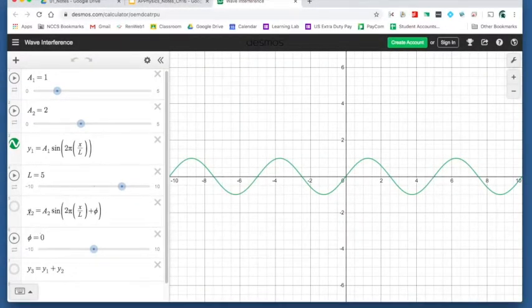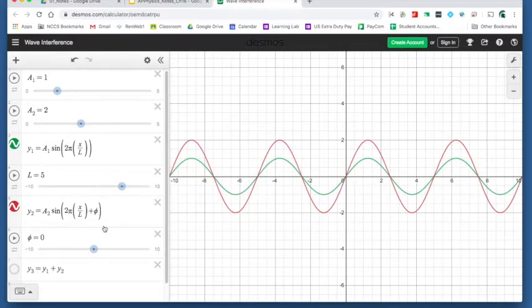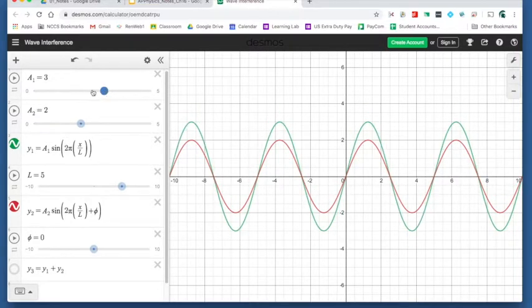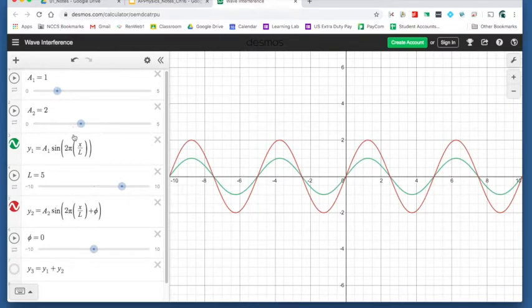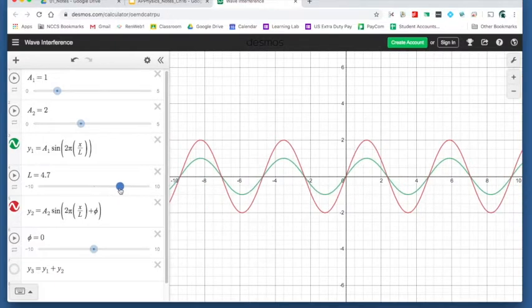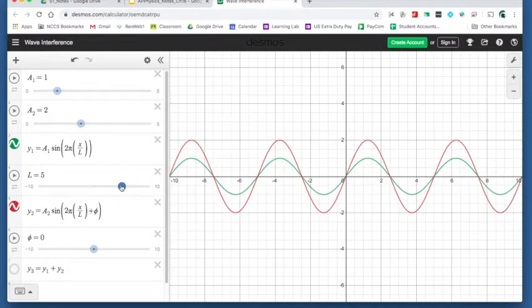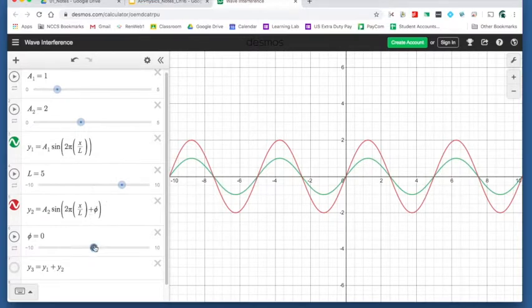And here we see two waves. The amplitude for the green wave is 1. I can change that if I want to make it 2, 3, 4, whatever. For right now, we'll leave it at 1. The L is the wavelength, so I can move that in and out if I want to. I think it was at 5, so I'll leave it there for now. And then the phi is the phase angle. Right now, these two waves are in phase. By that, I mean their peaks are lining up, their nodes are lining up, their troughs are lining up. Everything is exactly lined up.